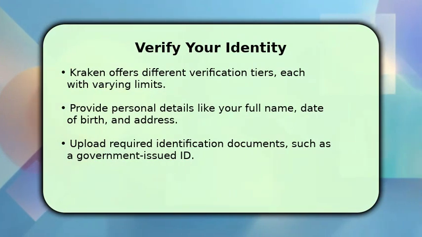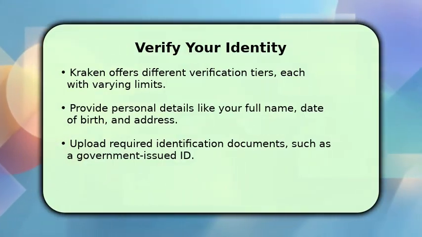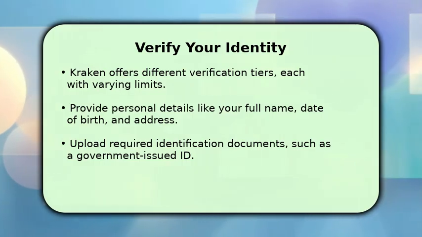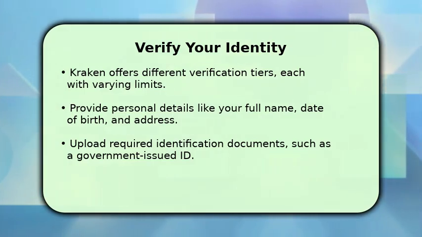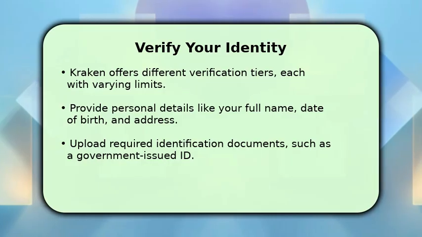To unlock full trading capabilities and higher limits, you must verify your identity. Kraken offers several verification tiers, each requiring different levels of information. You'll typically need to provide your full name, date of birth, and residential address. For higher tiers, prepare to upload a clear image of a government-issued identification document and potentially proof of residence. This process ensures security and compliance.